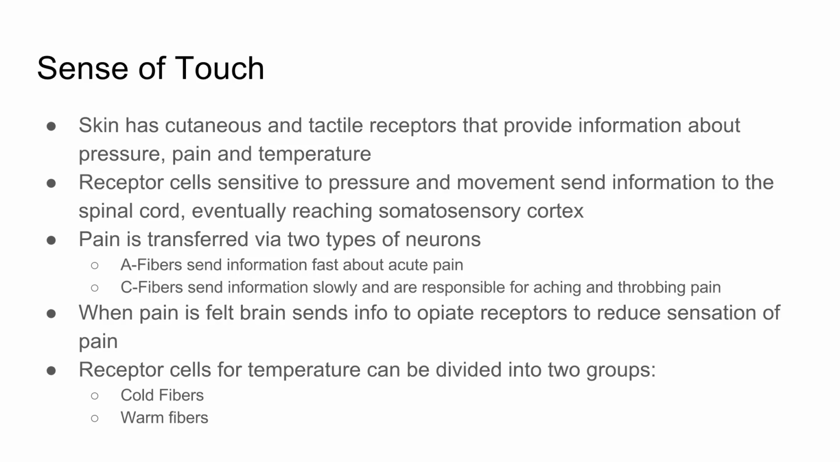And the last one we'll look at is sense of touch. And so your skin is covered with cutaneous and tactile receptors that process various information about pressure, pain, and temperature. And they're kind of unique. There's 2 kind of unique things. There are receptor cells that are sensitive to pressure and movement, and when those receptor cells are activated, that information is sent to the spinal cord and then shot up the spinal cord, eventually reaching the somatosensory cortex.